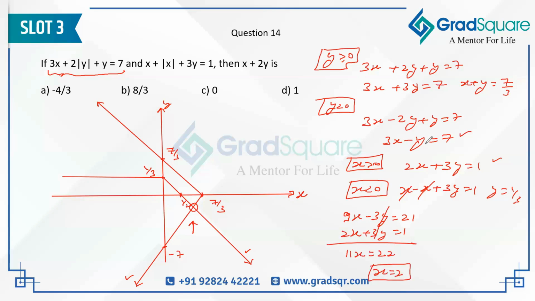Now, if x is equal to 2, put it back in either of the equations and you will get the value of y. If I put it in the first equation, then I'll get 6 - y = 7. Then y will turn out to be -1. So these are the two values that we have got, one for x and one for y. You need x + 2y. x is equal to 2 and y is -1. So what we are getting is 2 - 2, which turns out to be 0. Option C is the correct answer for this question.